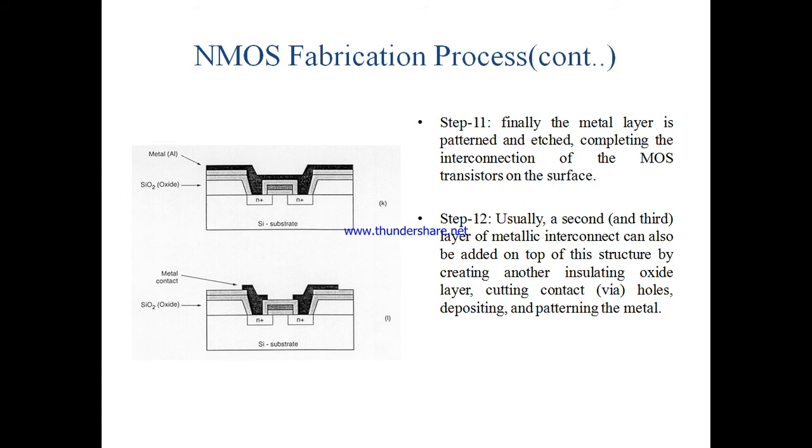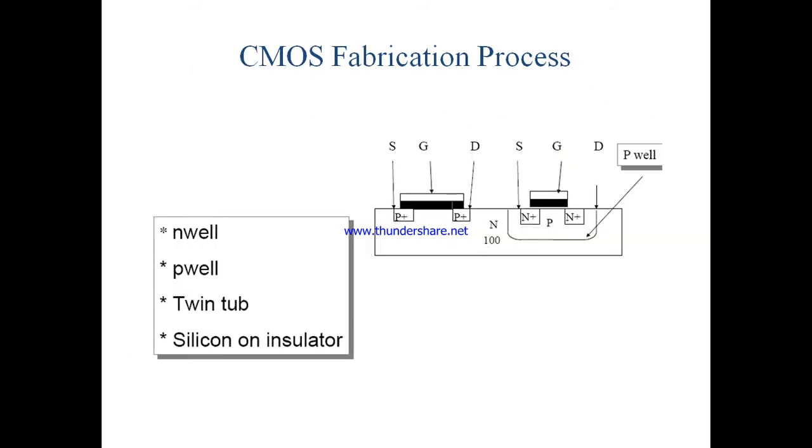Next step is usually a second and third layer of metallic interconnect can also be added on the top of the structure by creating another insulating oxide layer, cutting contact holes, depositing and patterning the metal.